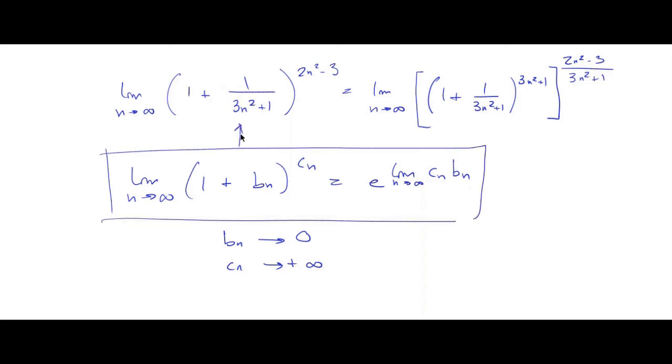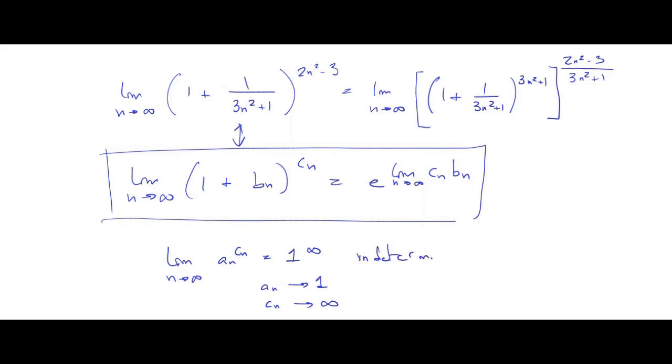This is the same as we have said before with the example. And in general, you will see many times you have the limit of some sequence a sub n to c sub n, where a sub n is going to 1 and c sub n is going to infinity. Okay, so this leads to what we call an indetermination, or indeterminate form of the type 1 to the infinity.